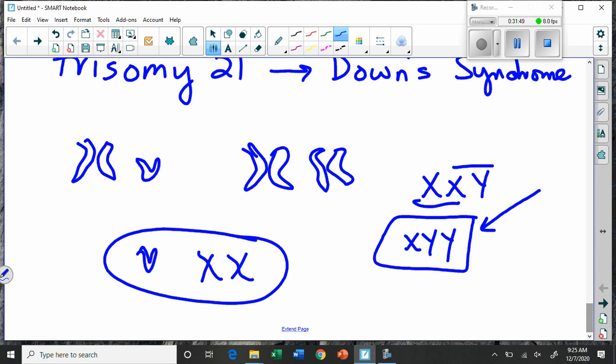You can also get the triple X, the super female. This one usually results in people being abnormally tall and thin and having issues with menstruation. You're very irregular. Your periods aren't working properly. There's all kinds of things, though.